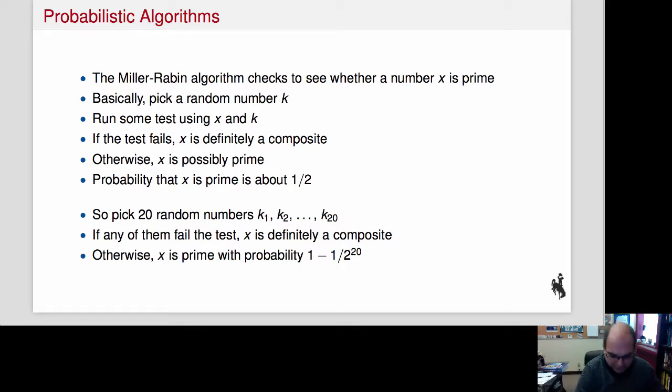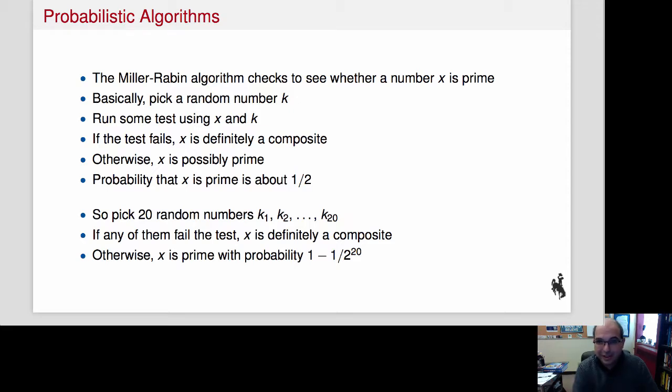1 over 2 to the 20th. 1 over 2 to the 10th is a million, right? So a million squared, right? So a million times 1,000 is a billion, times another 1,000 is a trillion. So 1 in a trillion chance that we're making a mistake.